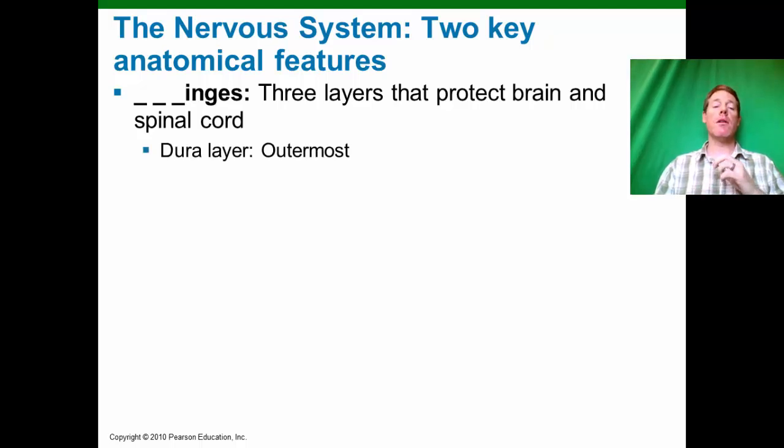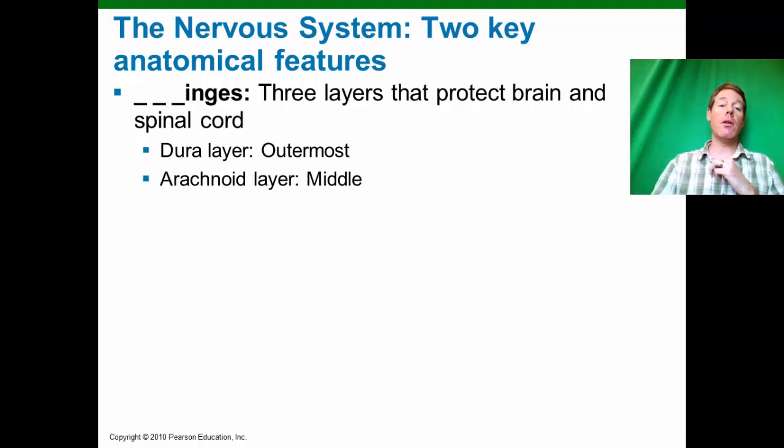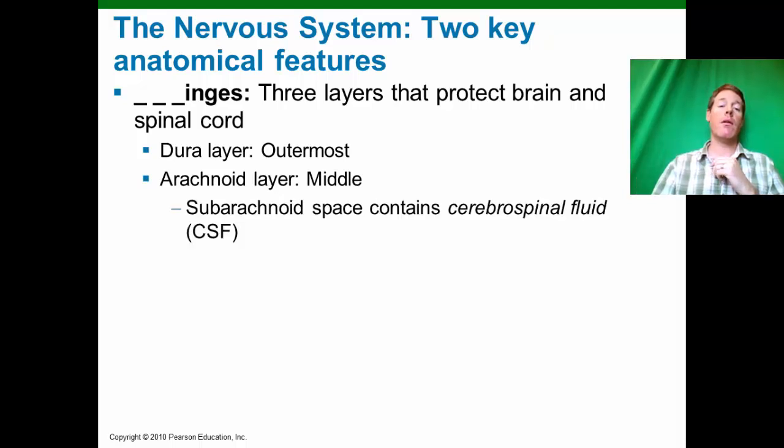The outermost of those layers is called the dura layer. The next one in is the arachnoid layer. This includes the subarachnoid space, which contains cerebrospinal fluid, or CSF. And then the pia layer is the innermost layer. We're going to look at a diagram of the meninges and the cerebrospinal fluid in a moment and talk about their function in more detail.